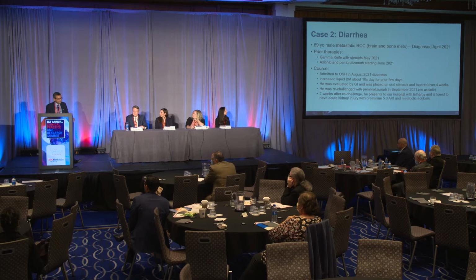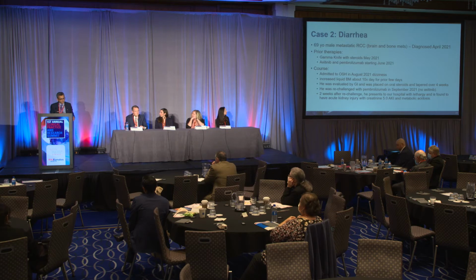So he first presented to an outside hospital with dizziness and was found, on history taking, to have had severe diarrhea, about 10 liquid bowel movements a day in the prior few weeks, which he had not reported. He was evaluated by the gastroenterologist at that point in time and put on oral steroids, which were tapered over 4 weeks. Then he was re-challenged with pembrolizumab and presented to our hospital again with lethargy. At this point, he was found to have an acute kidney injury with creatinine 5.0 and metabolic acidosis.